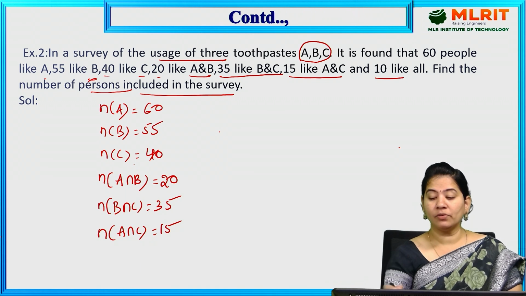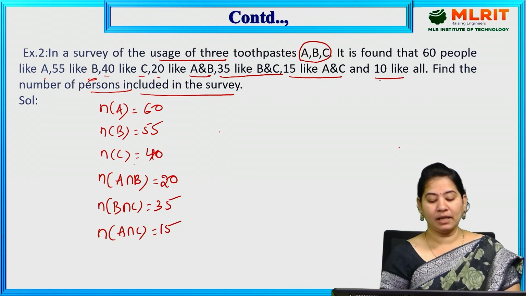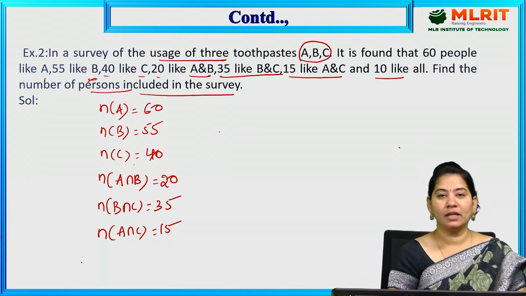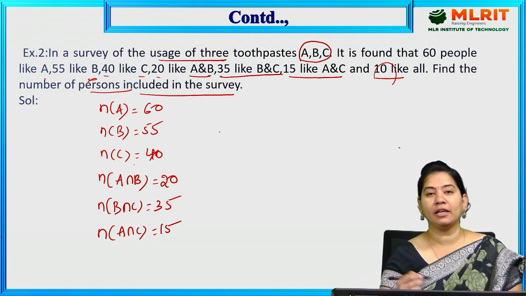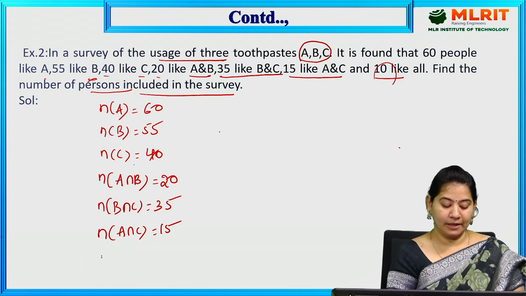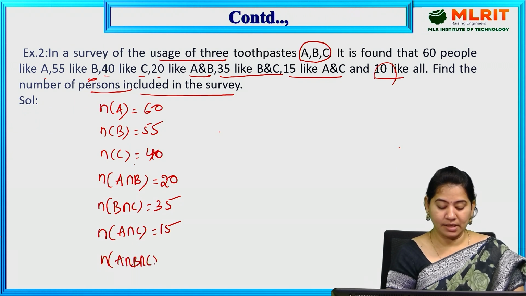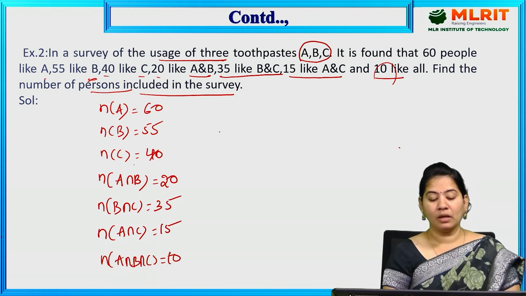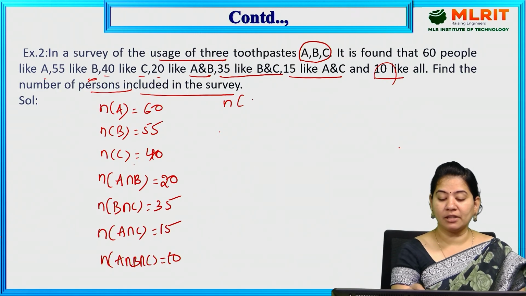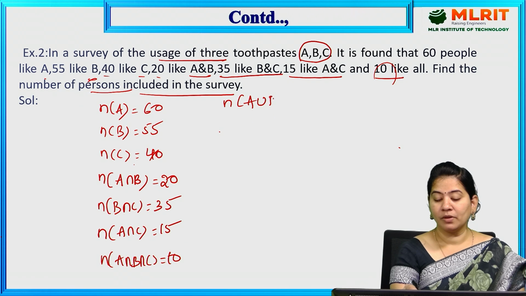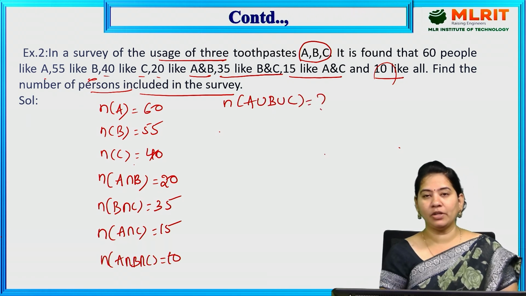We also have another one, 10 like all. Like all means commonly they are 10 people, which is nothing but n of A intersection B intersection C is equal to 10. Now the question is all those included in the survey. Including in the survey is nothing but you have to write union. So n of A union B union C is equal to question mark, as we need to find that out.